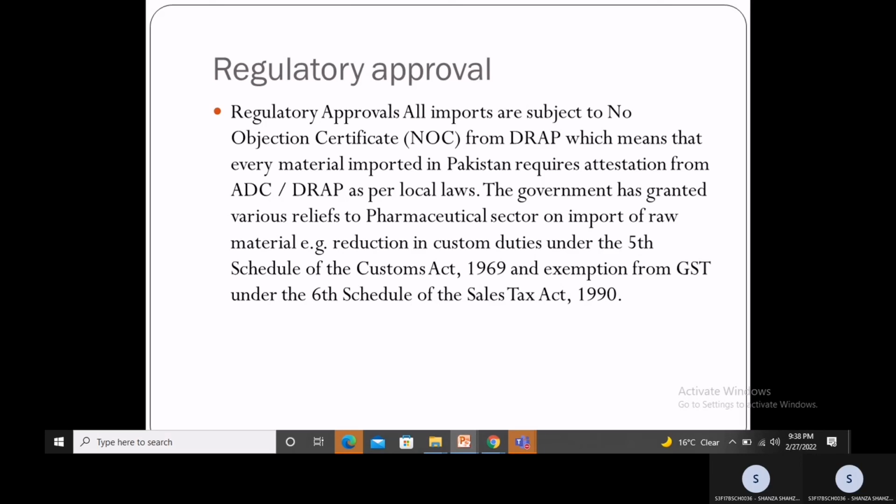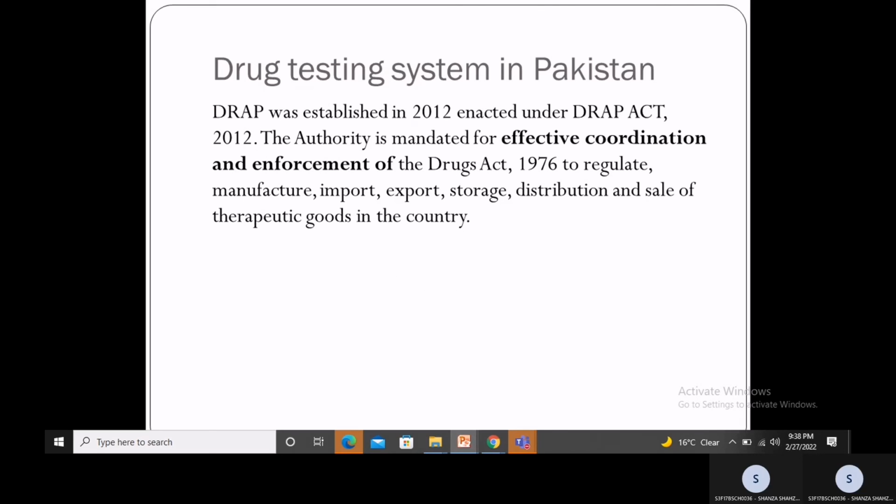Drug testing system in Pakistan. DRAP is the Drug Regulatory Authority of Pakistan, established in 2012, enacted under the DRAP Act 2012. The authority is mandated for effective coordination and enforcement of the Drugs Act 1976 to regulate the manufacture, import, export, storage, distribution, and sales of therapeutic goods in the country.